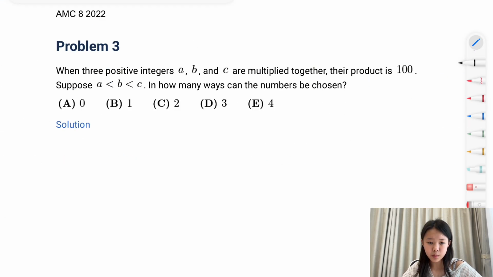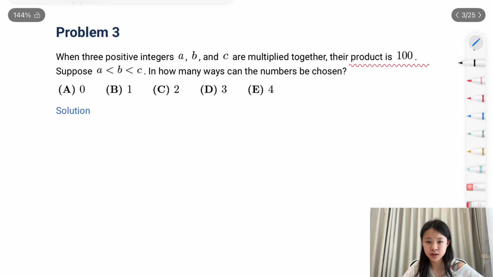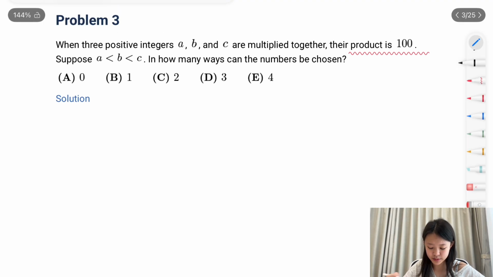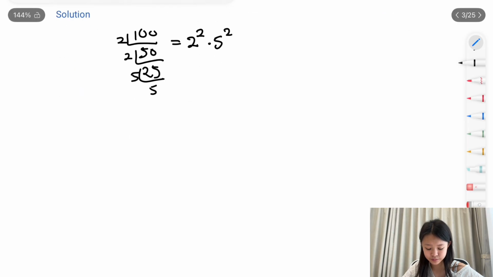Problem 3. When 3 positive integers a, b, c are multiplied together, their product is 100. Suppose that a is less than b is less than c. In how many ways can the numbers be chosen? For these problems, when they tell us that the product is a certain number, the first step is always to prime factorize this number so we can find the different factors. So that would be 50 and then 25. So finally, it's 2 to the power of 2 times 5 to the power of 2.